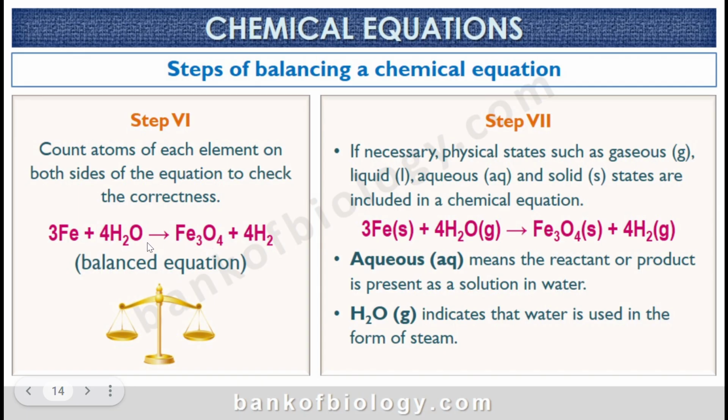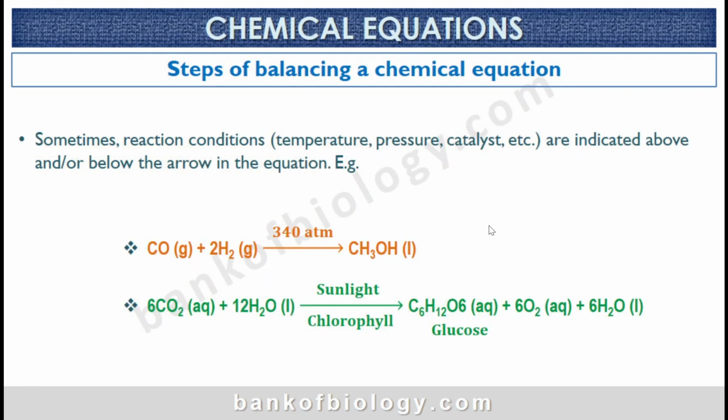If it is required to write the gaseous, liquid or aqueous state, you can write it like this: 3Fe(s), where s means solid state, 4H2O(g), this is gas, Fe3O4 forms as a solid, and 4H2 is in gas form. So H2O(g) indicates that water is used in the form of steam.